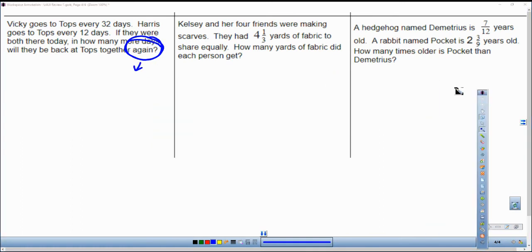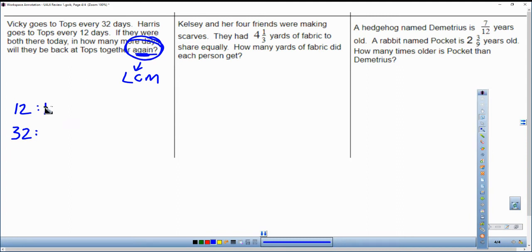This is not a fraction problem, of course. This is least common multiple. When is something going to happen again? That's least common multiple. We're going to make a list. This is the complete opposite of GCF. We're going to make a list here to find least common multiple. That's the key word. When's it going to happen again?